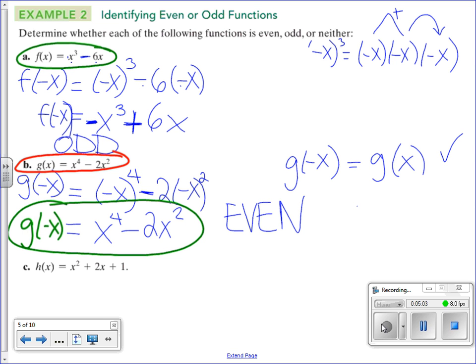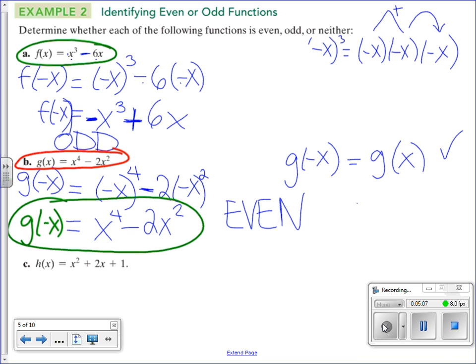All right. Now I want you guys to try the next one. Try it on your own, and then we will check our answer.